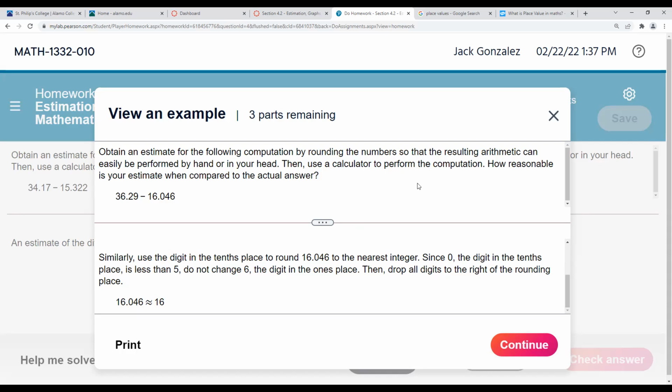So let me write this down and we'll do it together. Solve by using an estimate. So we have 36.29 plus 16.046. You look at the ones place and you look to the right. This is less than 5. So change that to just a 36.